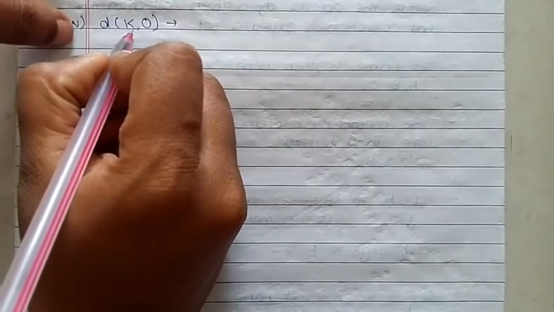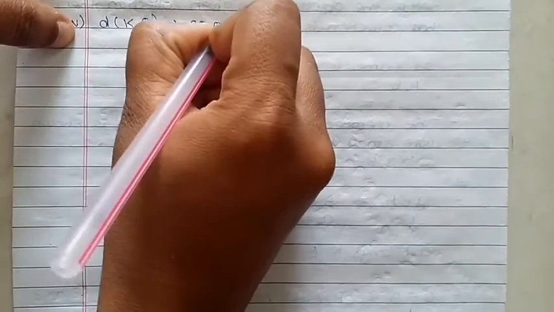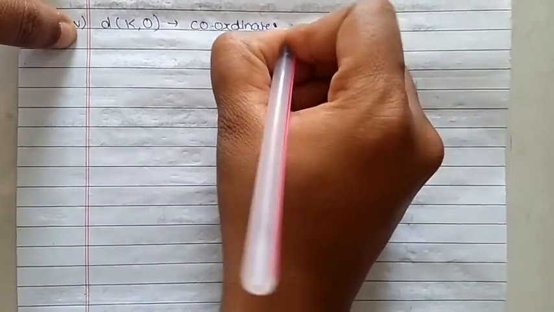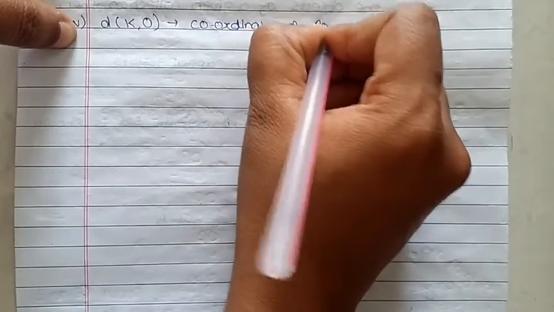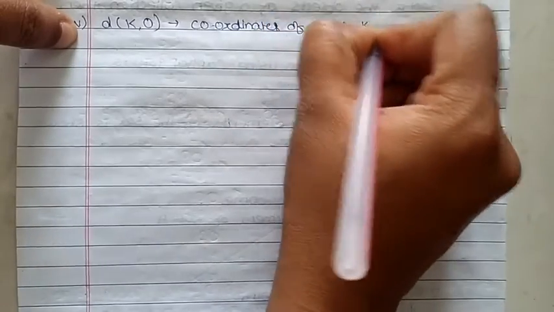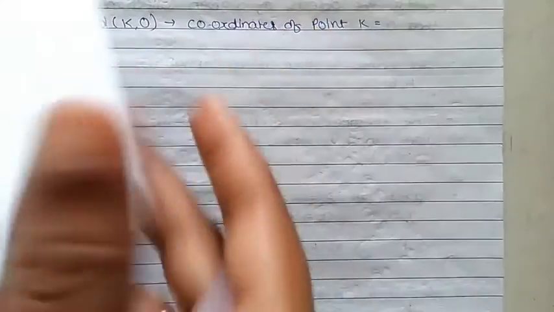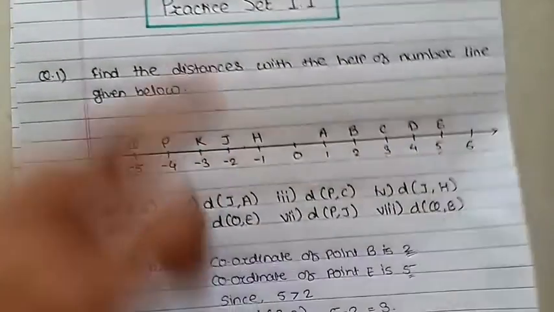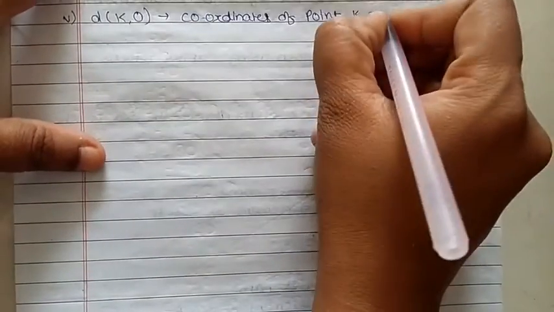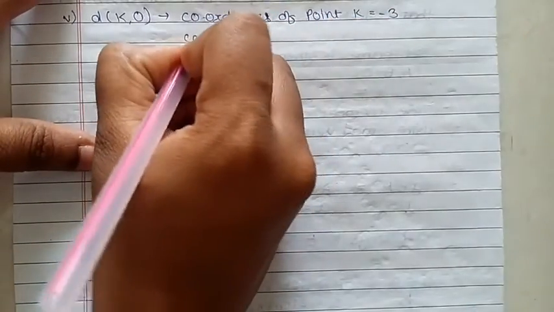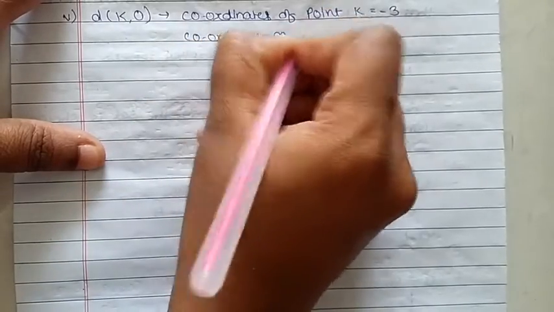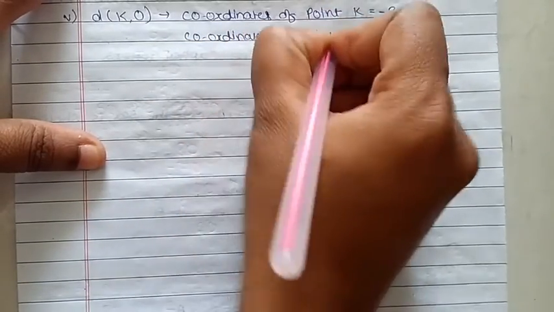Next, find out the distance between points K and O. So write down the coordinate of point K. What is the coordinate of point K? Just see in this figure, the coordinate of point K is -3. So -3, then the coordinate of point O.